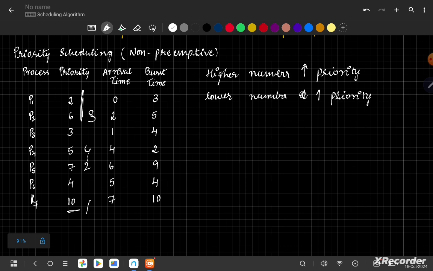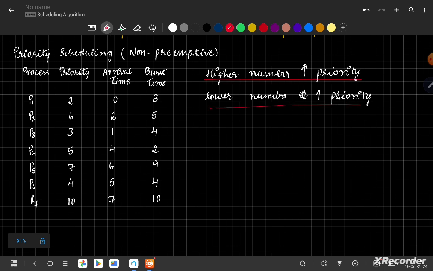Now when we talk about the same thing with lower the number, higher the priority, we'll consider whichever is the lowest number as the highest priority. That means here 2 is the lowest number in the entire priority column, so 2 will have first priority, 3 will have the second priority, 4 will have the next priority, then 5, 6, 7 and 10. So this is how we will be considering higher the number, higher the priority, or else lower the number, higher the priority.